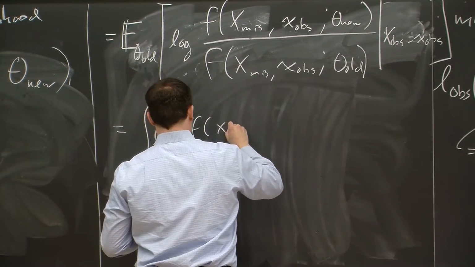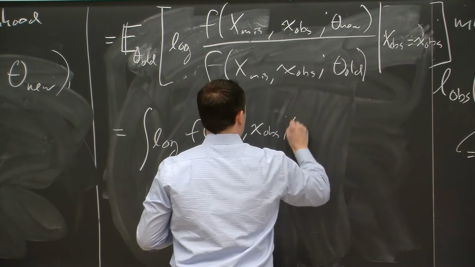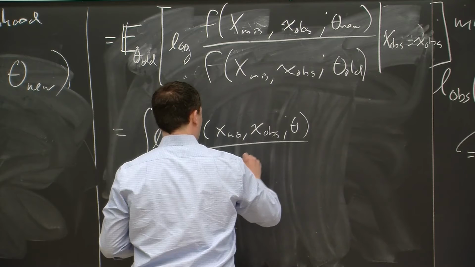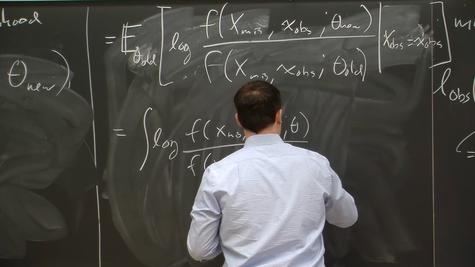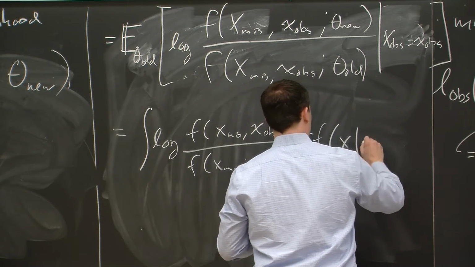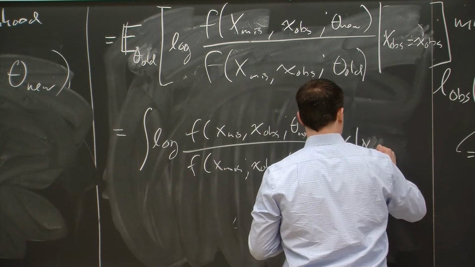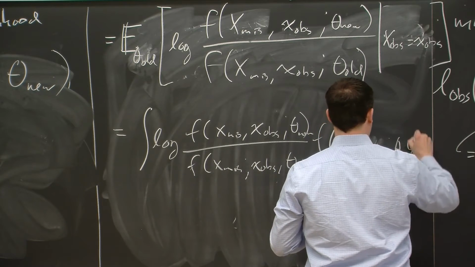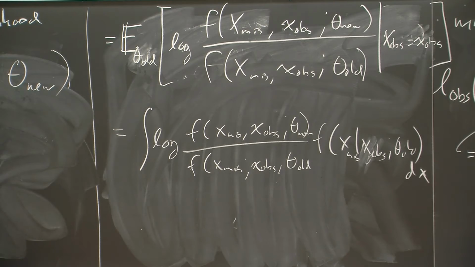log f of x missing, x observed, theta; f of x missing, x observed, theta old, times f of x missing given x observed, theta old, dx. I just want to make it into an integral that I can do in theory.